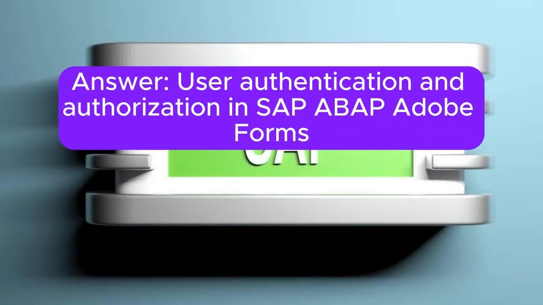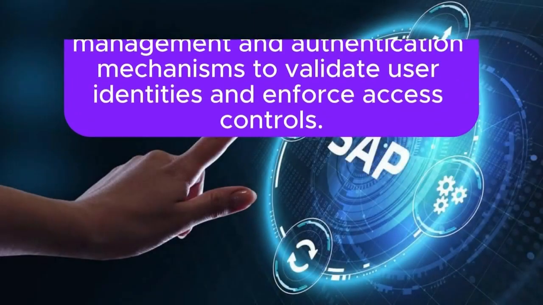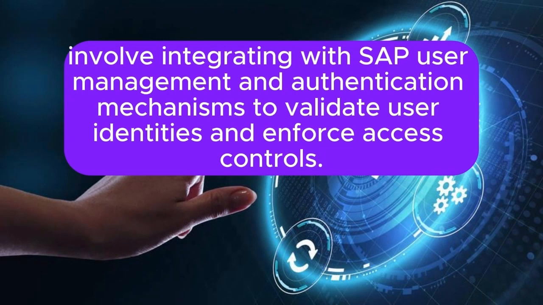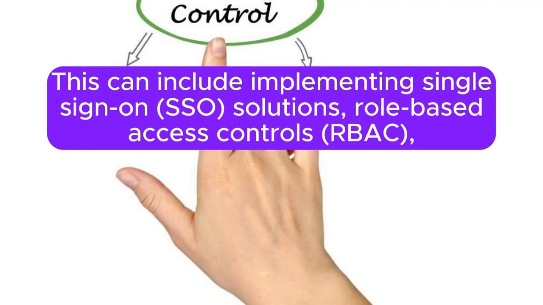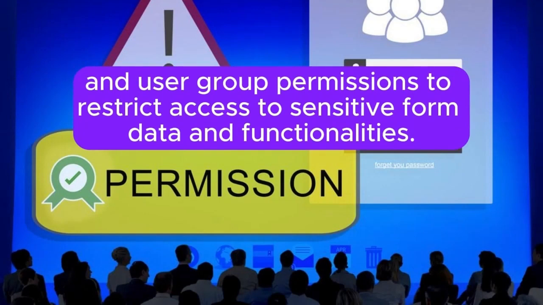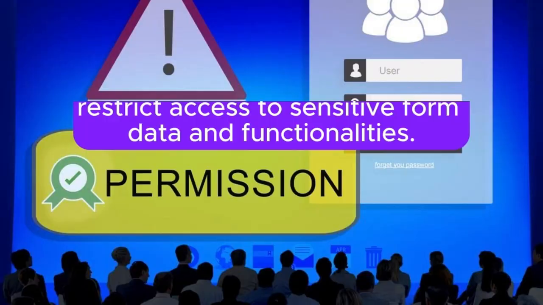User authentication and authorization in SAP ABAP Adobe Forms involve integrating with SAP user management and authentication mechanisms to validate user identities and enforce access controls. This can include implementing single sign-on (SSO) solutions, role-based access controls (RBAC), and user group permissions to restrict access to sensitive form data and functionalities.